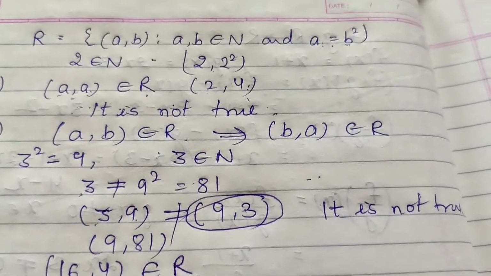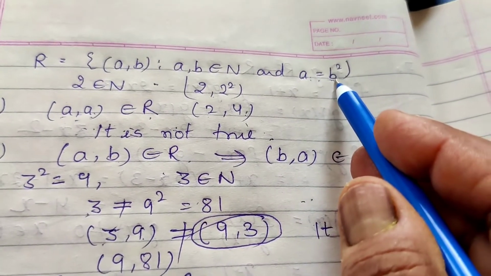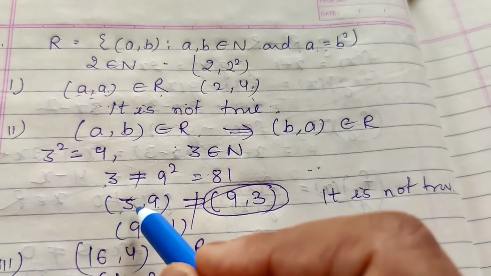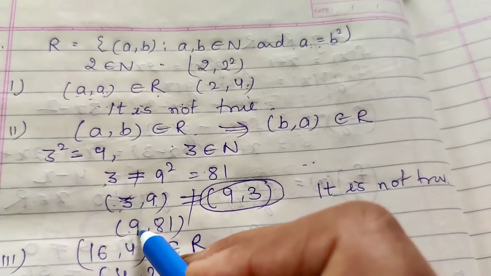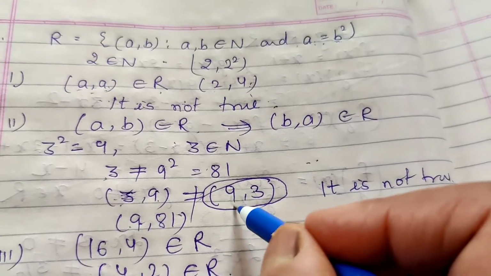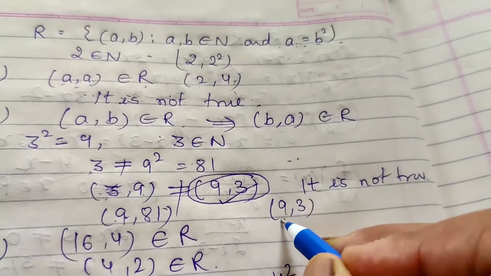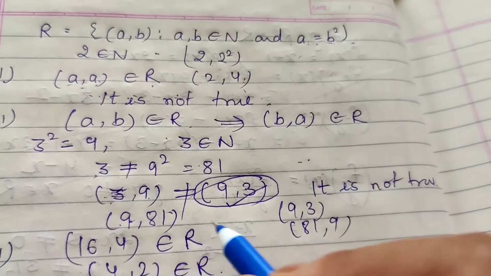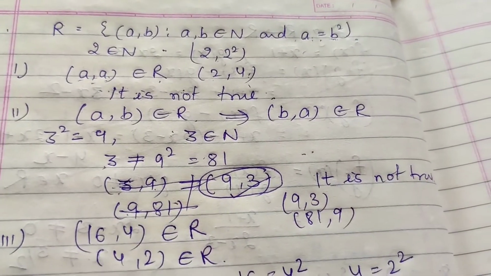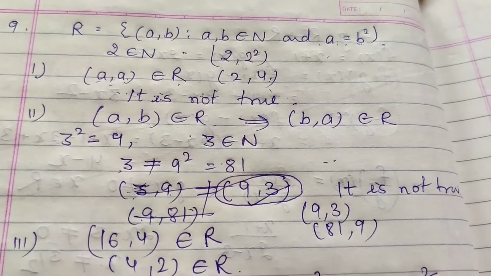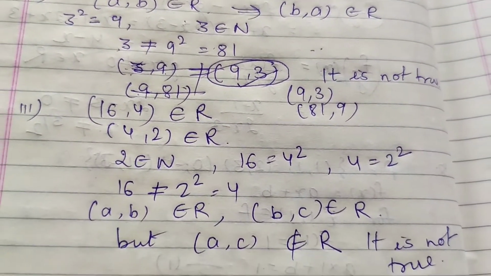This relation is a = b squared. The first number is the square of the second: (9, 3), (81, 9). This is the relation. These are not true for all relations.